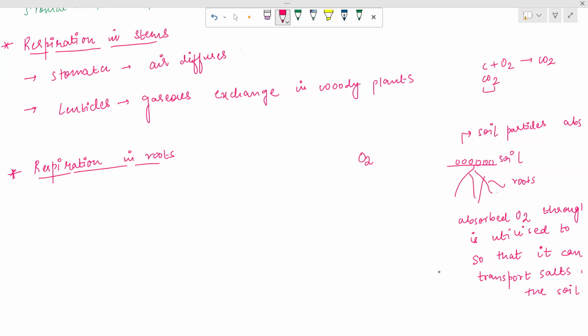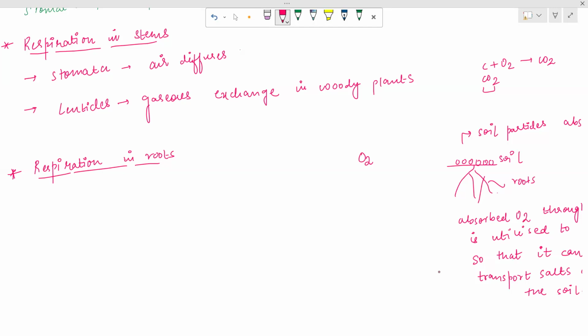Although it is taking place during the day, some amount is low during the day and some amount is low during the night. As in the case of oxygen, it is more during the day and carbon dioxide is more during the night. But photosynthesis only takes place in daylight.